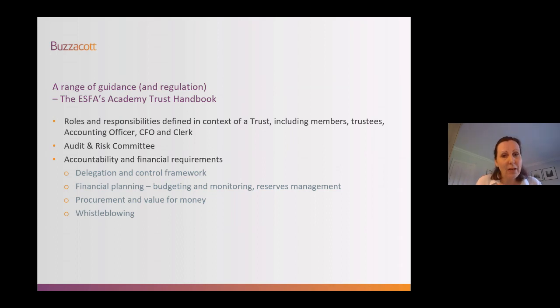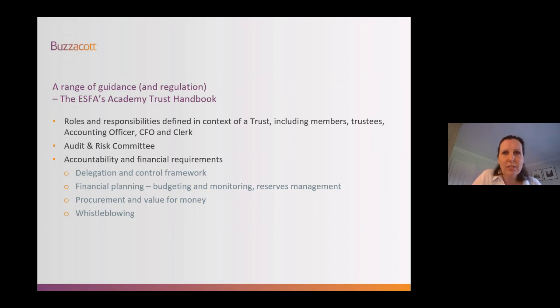The Trust Handbook then goes further in terms of looking at those accountability and financial requirements, so that trusts have the internal control framework, a scheme of delegation, strong financial planning, so from the budgeting, management reporting, reserves management, all covered here, and that you have systems and procedures in place for procurement leading to value for money. So this is looking at setting executive pay as well within this section. And equally that you have clear, transparent policies in place for whistleblowing as well. If anybody within the trust had concerns, or outside the trust, that you have those whistleblowing procedures.